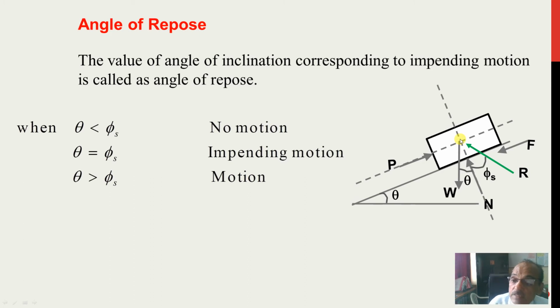Okay, these are the forces on an inclined surface. You see, P is the applied force, W is the self-weight of that block. This is the normal reaction, perpendicular to the inclined surface.